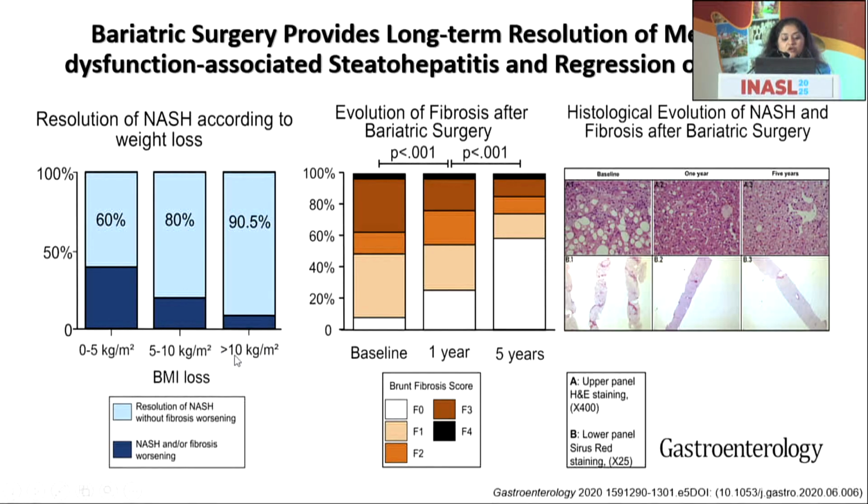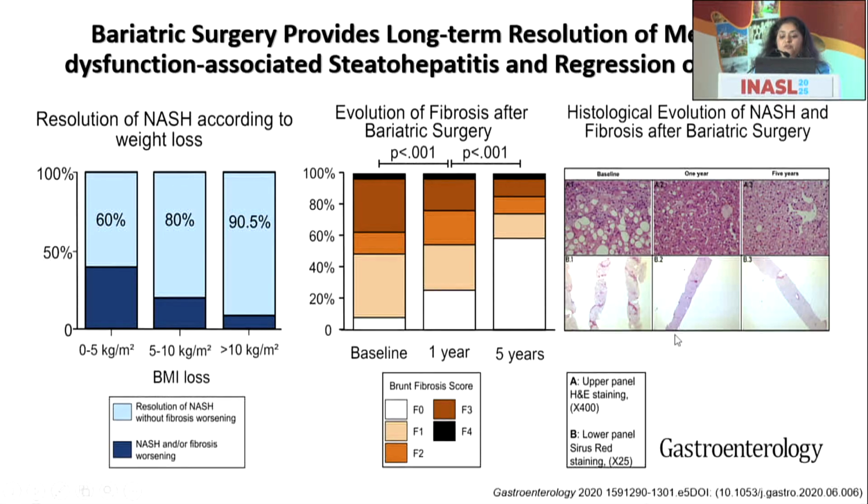So with a BMI loss of greater than 10 kilograms per meter squared, 90.5% of patients have a resolution of NASH without worsening fibrosis. The middle brown graph demonstrates the improvement in fibrosis in the same patients, moving from baseline to 1 year to 5 year paired biopsies.